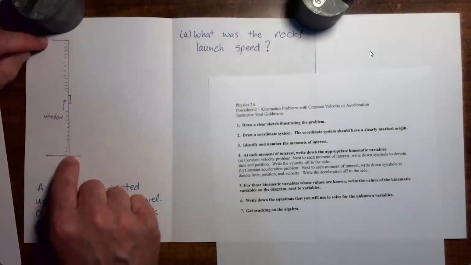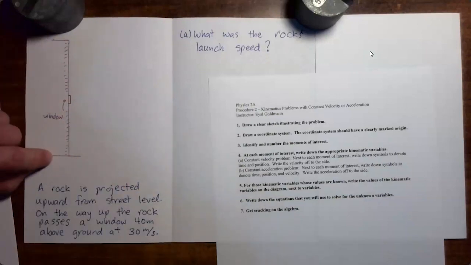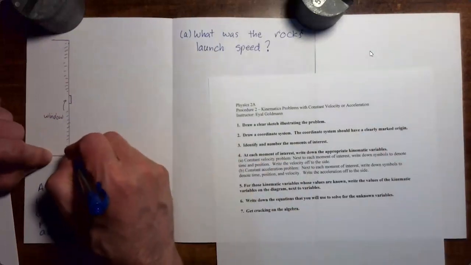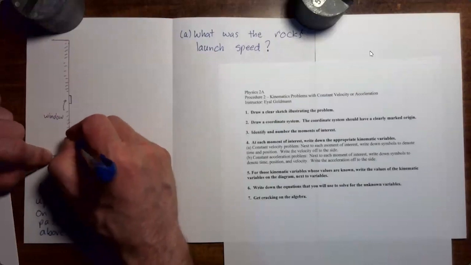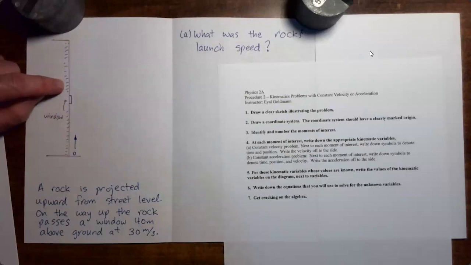So we have a building here, and there is a window 40 meters above ground level. A rock is going to be launched from the ground. So here's a rock being launched upward. And we are told that the rock passes this window at a speed of 30 meters per second.